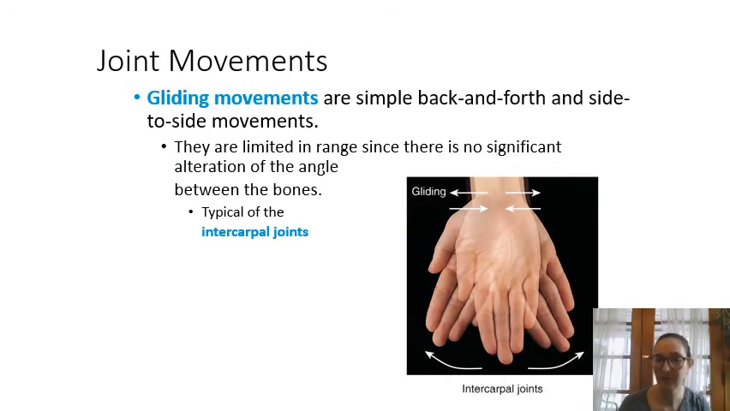Okay, so gliding movements are sliding back and forth and side to side. So your intercarpal joints, for example, the ones we already talked about, these in your wrist, are considered gliding movements. So we're just sort of gliding back and forth and side to side.